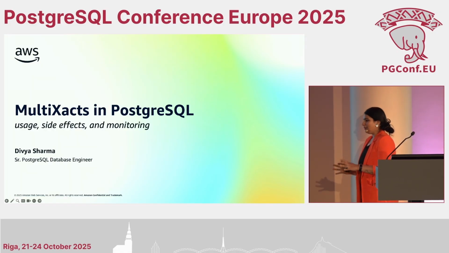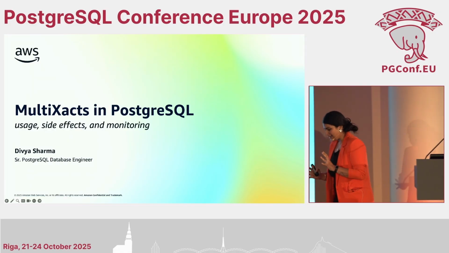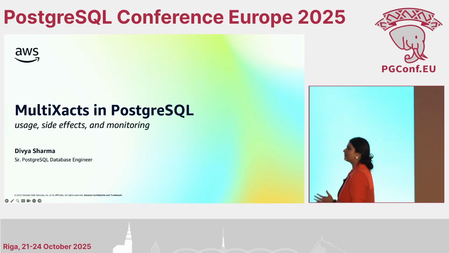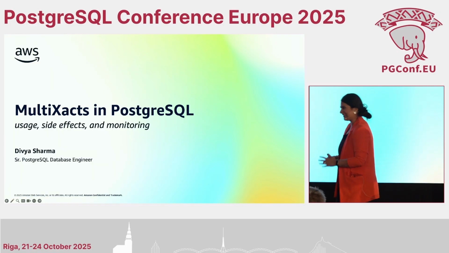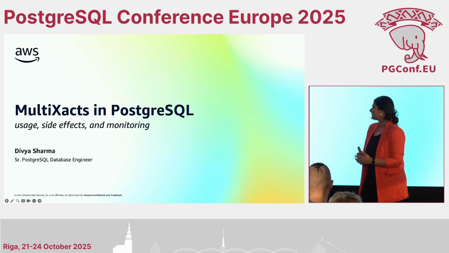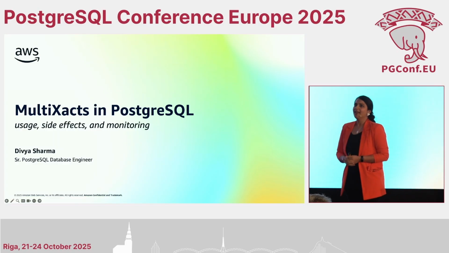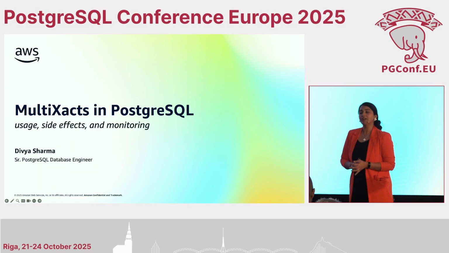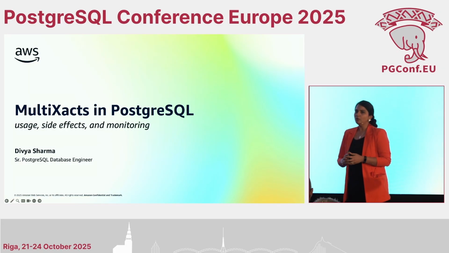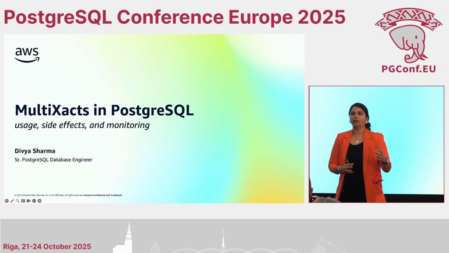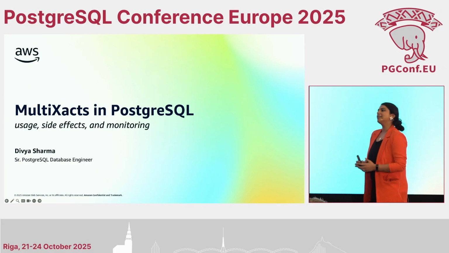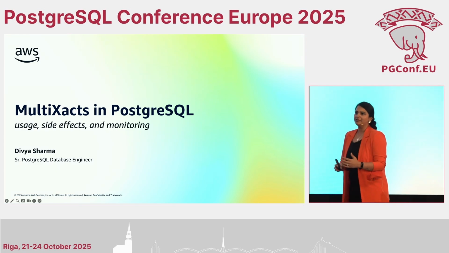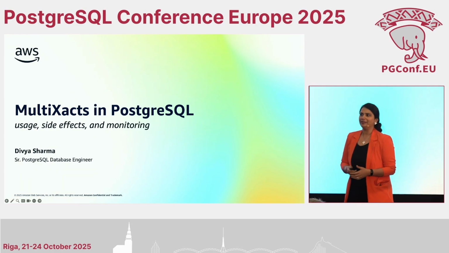So today we'll be talking about MultiXacts. I think I don't need to introduce myself a little more. This is already done, but I am a Postgres database engineer with AWS, and I've been working with AWS for the past 8 years now, or a little more. And yes, I do help customers optimize their workloads on RDS and Aurora Postgres. So even if you have any general questions about that later on, I will be happy to answer.